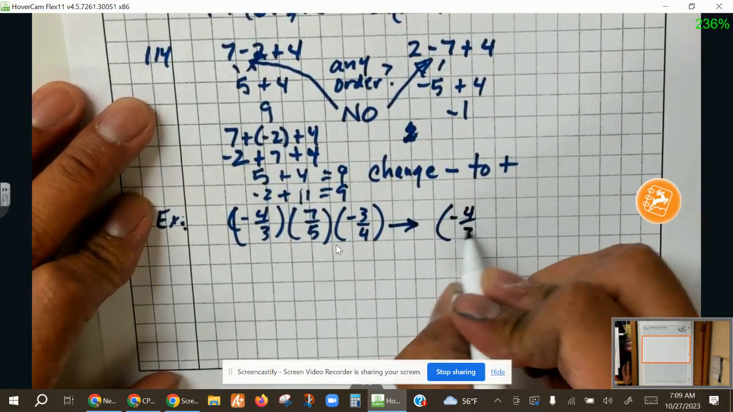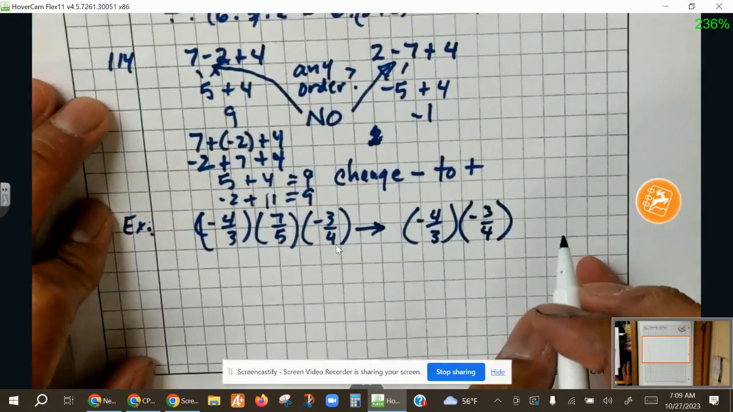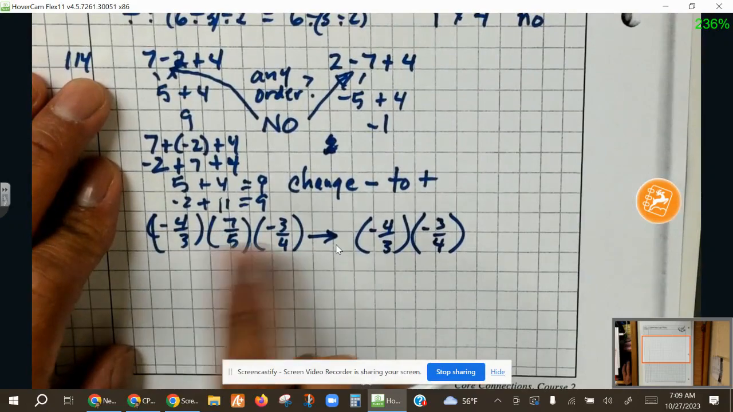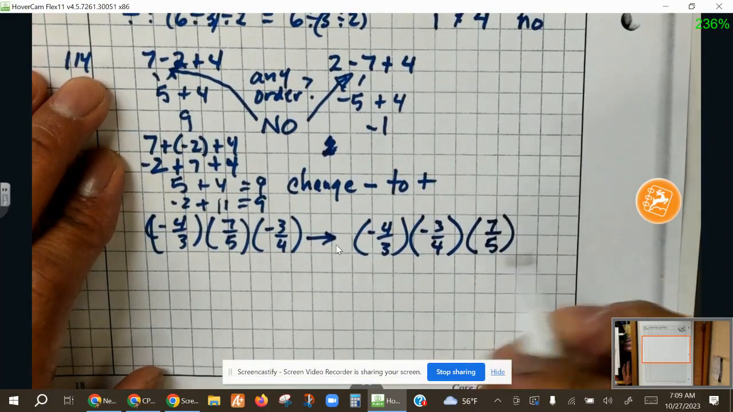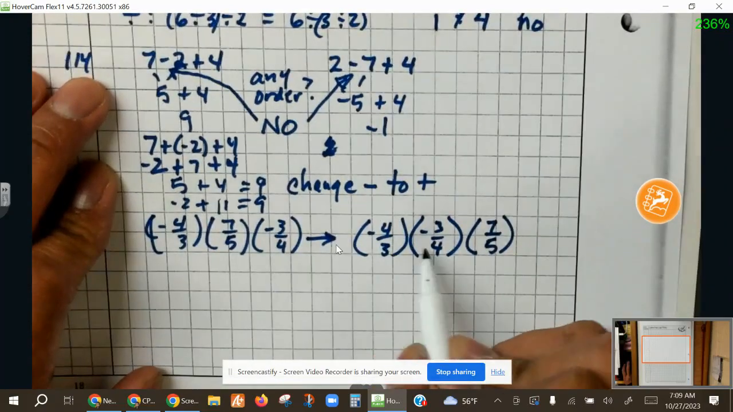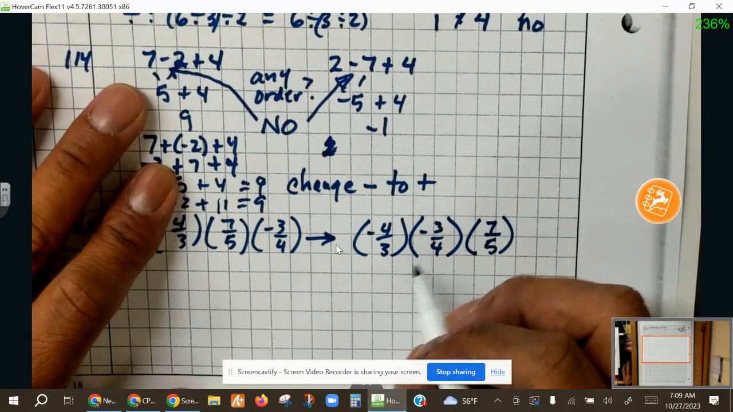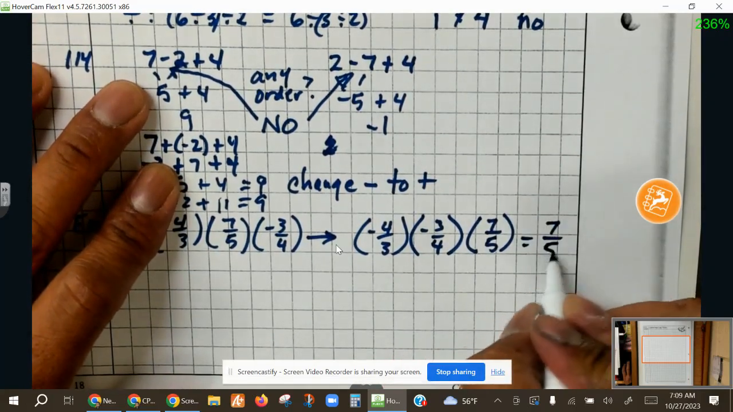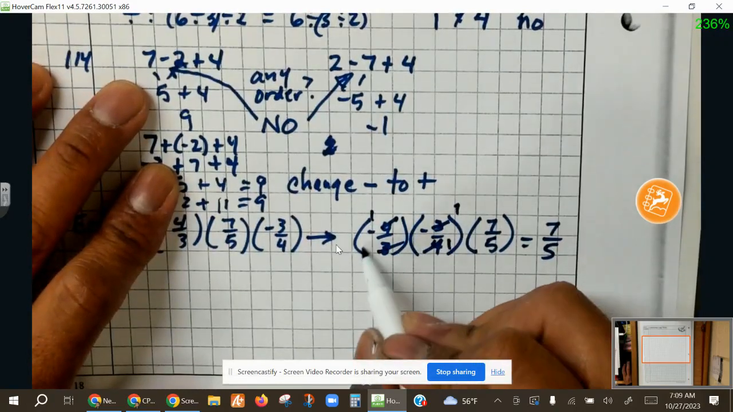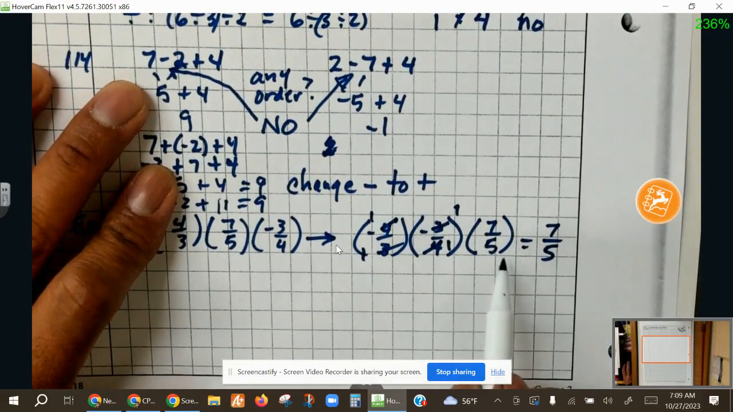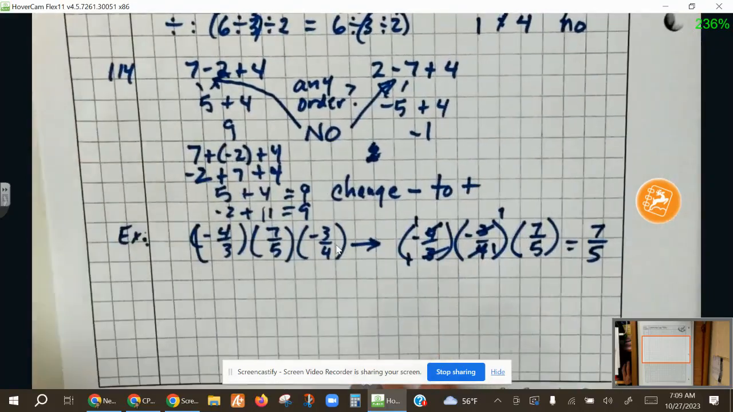If we change negative 4/3 right next to negative 3/4, you would notice that those numbers are reciprocals of each other. And we all know that when we multiply reciprocals of each other, we get 1, right? That's 12 over 12. Negative times a negative is a positive. So this would give us the answer of 7/5, because the 3's cancel out and the 4's cancel out. They all become a 1, so that's -1 times -1, which is 1. All right, so that simplified that problem significantly.